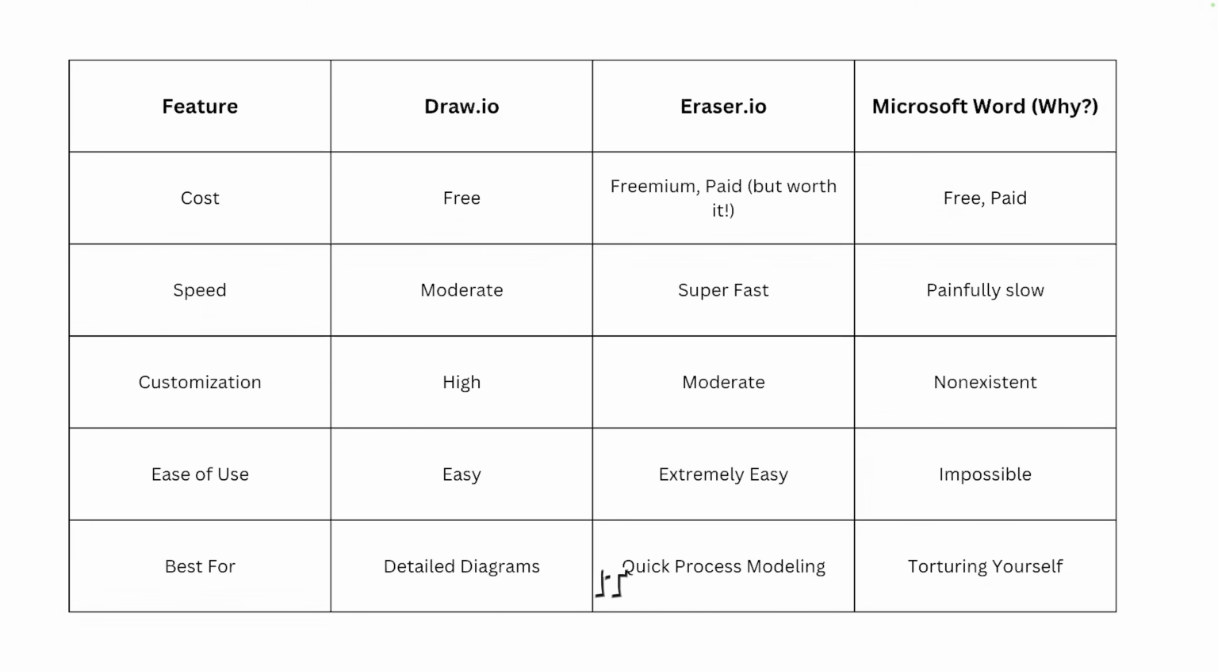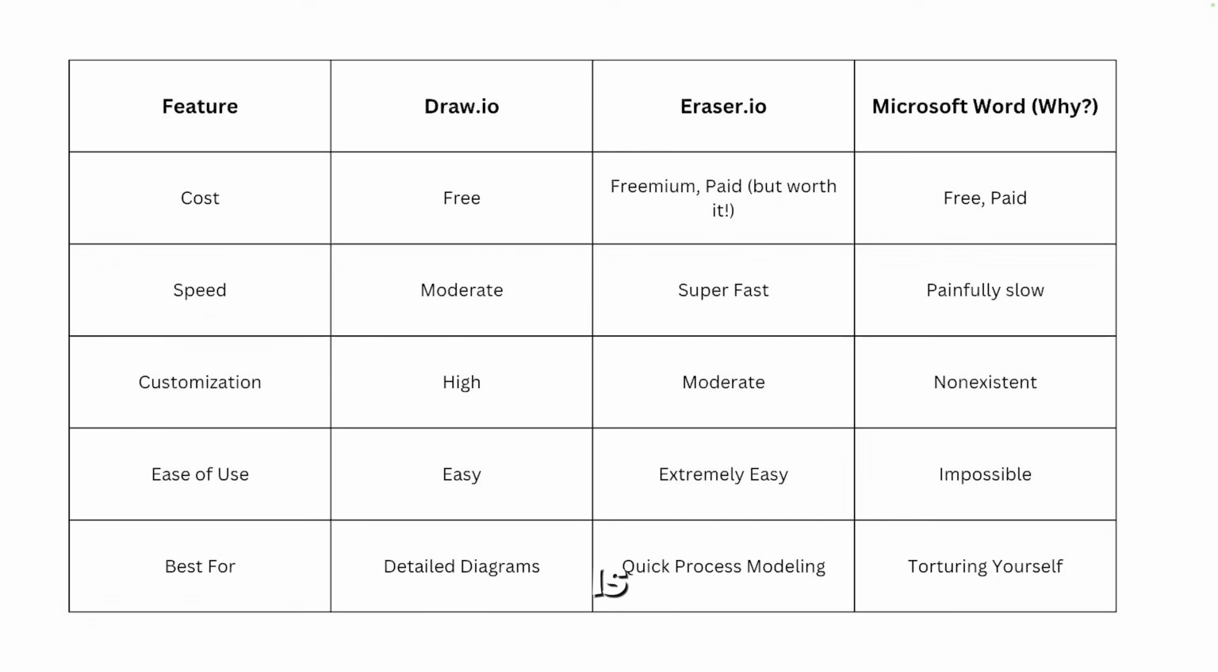And looking at the customization, you see draw.io is high. You can customize it, as mentioned previously. Eraser.io customization is a bit moderate. Sometimes you struggle with some things on it if you want to create those things yourself. And for Microsoft Word, it doesn't exist. There's no customization for process modeling on it. And eraser.io is extremely easy. Draw.io is easy. Microsoft Office for this thing is a no-no.